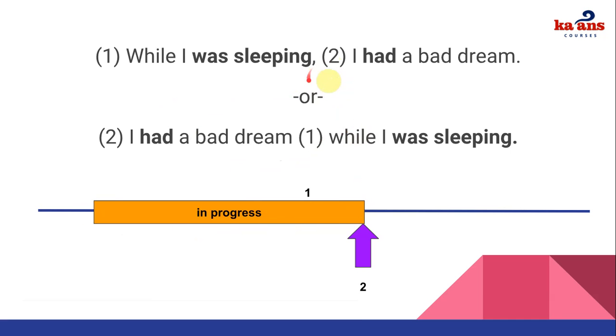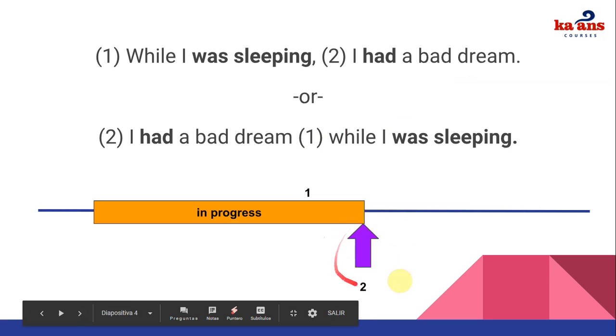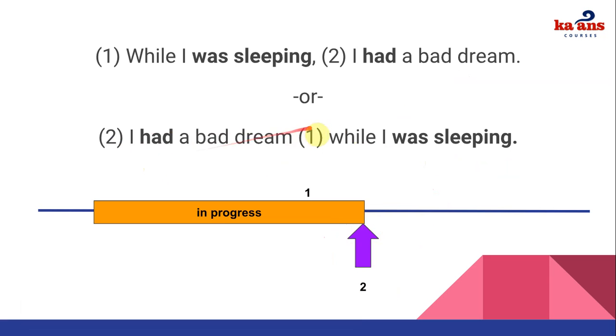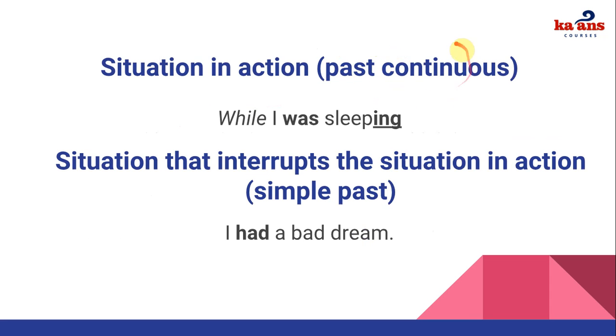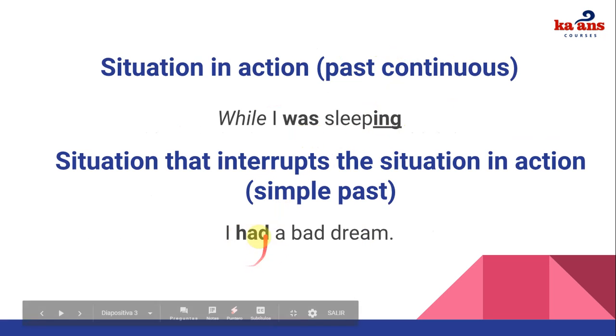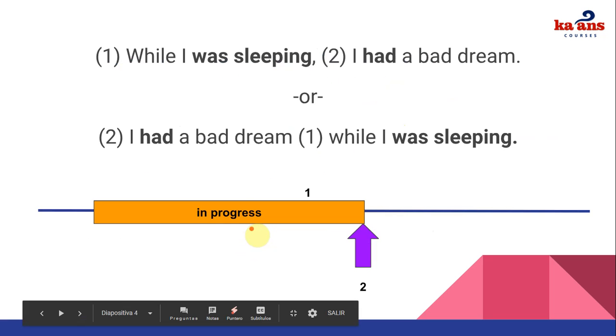The only small difference is that you use a comma if you put the situation in progress first: while I was sleeping, comma, I had a bad dream. If you use the simple past, the situation that interrupted, first, you would say, I had a bad dream while I was sleeping. That's the only difference, but the idea is the same. So that was the first topic. Remember that we used two tenses: the past continuous, with ing and was or were, and the simple past, the subject and then the verb in the simple past.